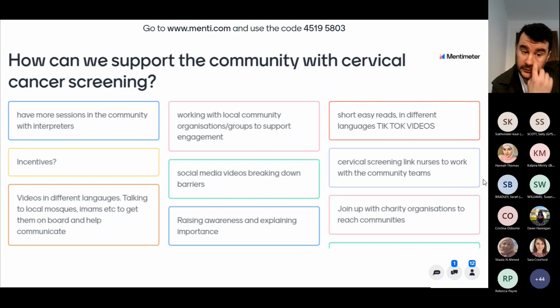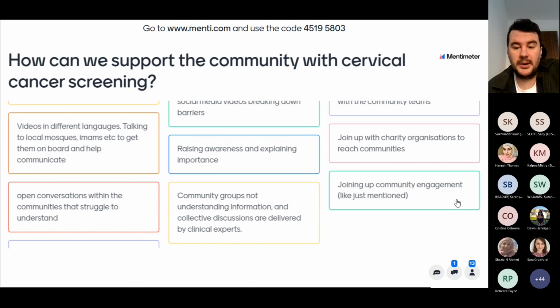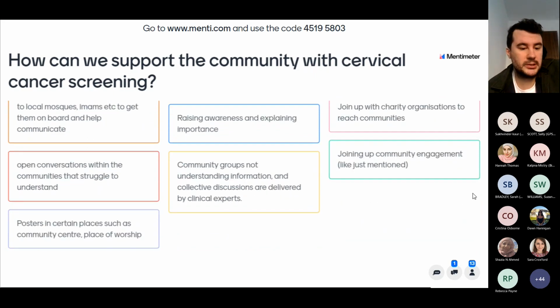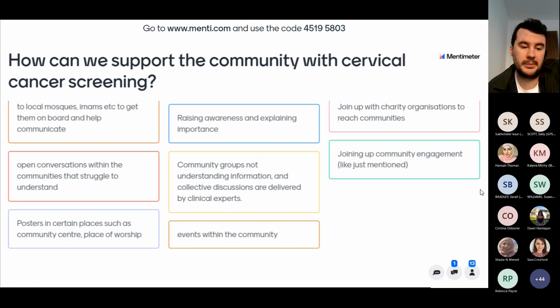Cervical cancer screening link up, videos in different languages, raising the awareness and explaining importance, joining up with charity organisations, and a Kafila from Macmillan. We've already partnered with her, so hopefully we've started to do that a lot more, and we can keep going with that. Posters in certain places, such as community centres and places of worship, I think is a really good point, making sure that we're providing information in areas that people frequent, and events within the community. Brilliant. Some really good feedback there. Thank you. Next slide, I think, is the last question.